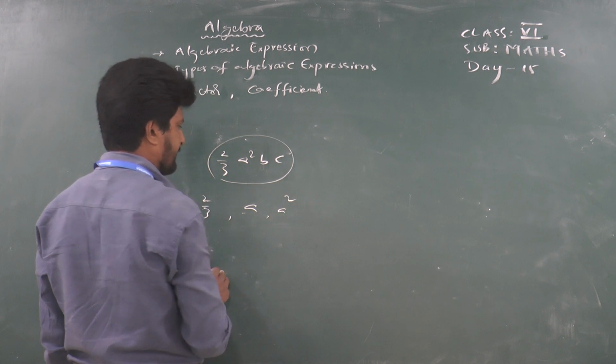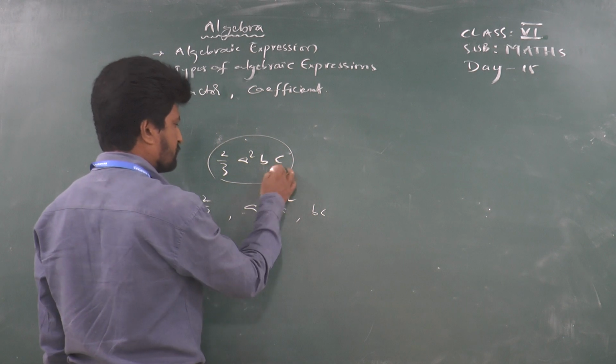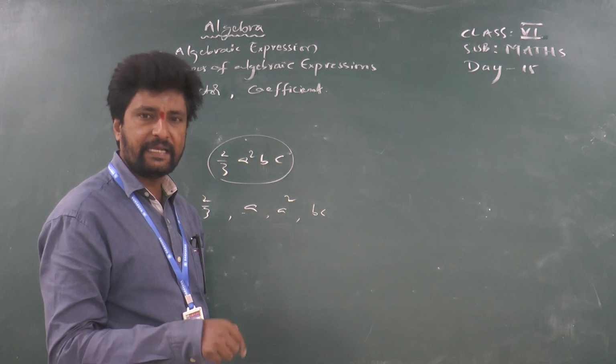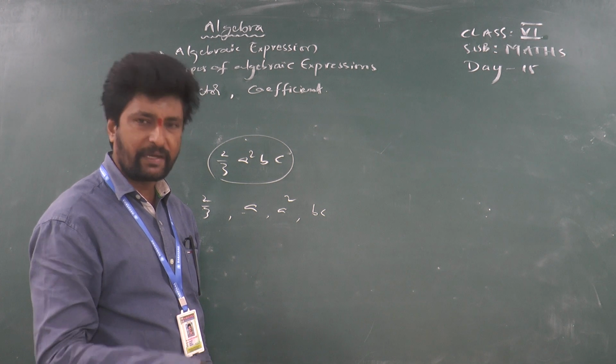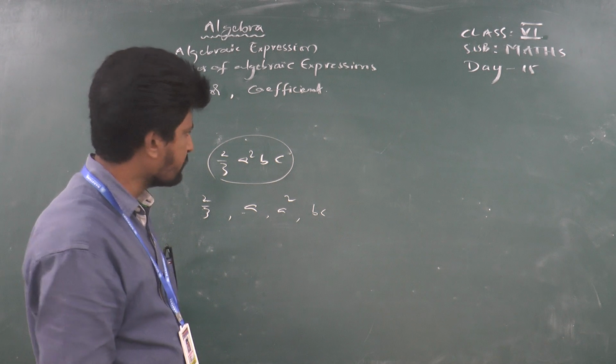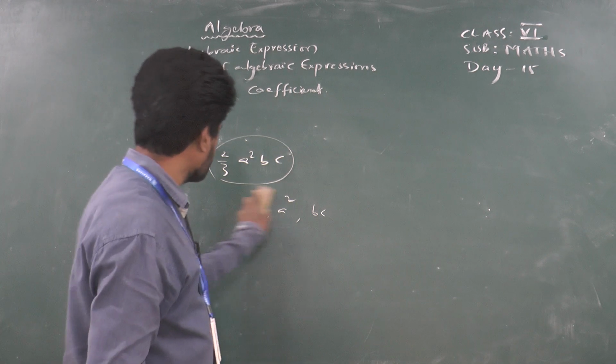Suppose a square is taken. Yes, a square is also a factor of that one. Suppose BC is taken. Of course, BC is also a factor of that one. That means in a product, any literal or any numerical value is a factor of the given product. Okay, next, coefficient. What is that?